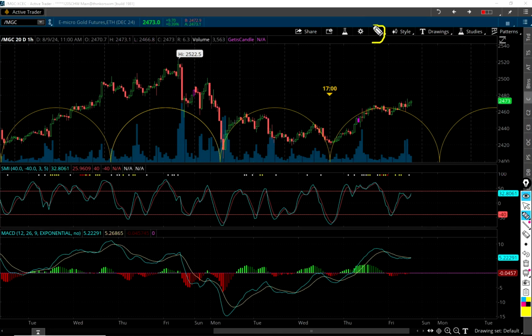Now we're looking at the hourly chart here. So just so we're clear, I'm drawing cycles here on the hourly chart. If you don't know what cycle analysis is, I'm going to give you a super quick crash course on it. Basically, some products, and when I say products, I mean any symbol. That could be stock, that could be futures, that could be commodities.